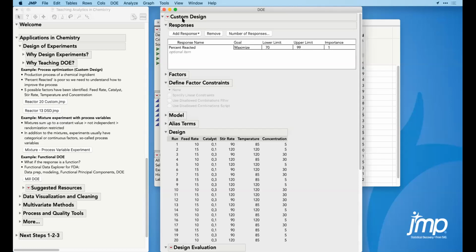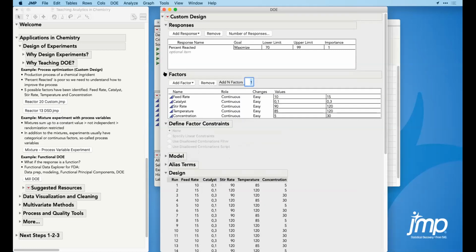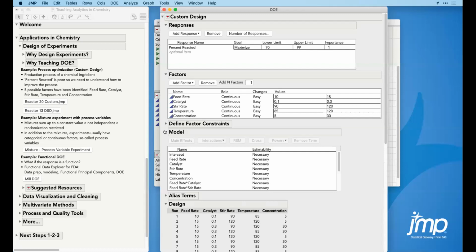So using the custom designer, we specified the response. There's only one response, but you can also have multiple responses. We set the 5 continuous factors with their low and high values. There are no constraints in this case. And we have the model.